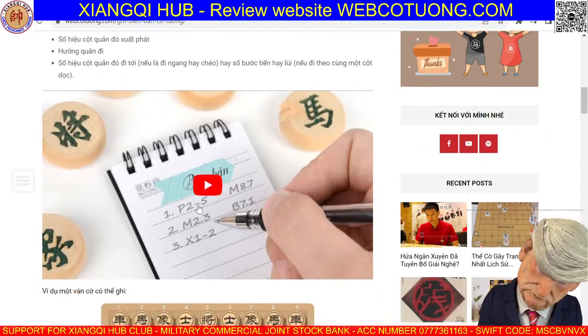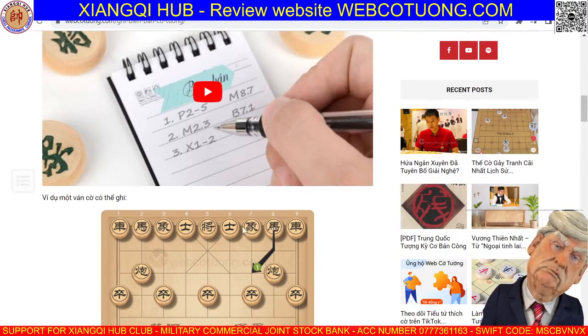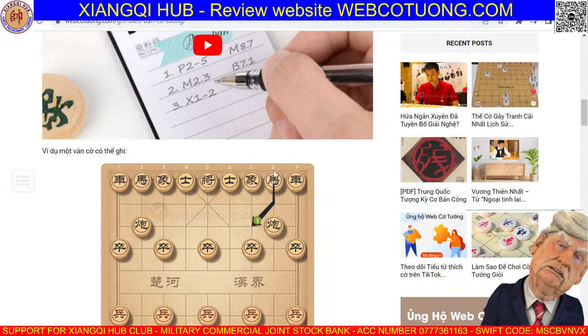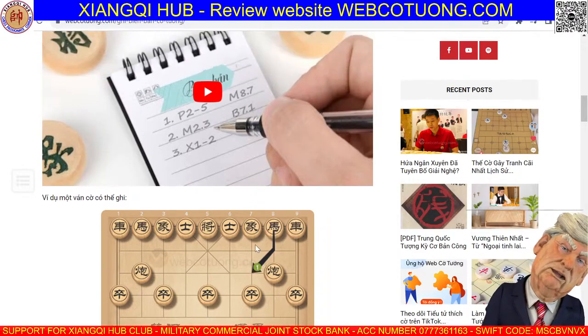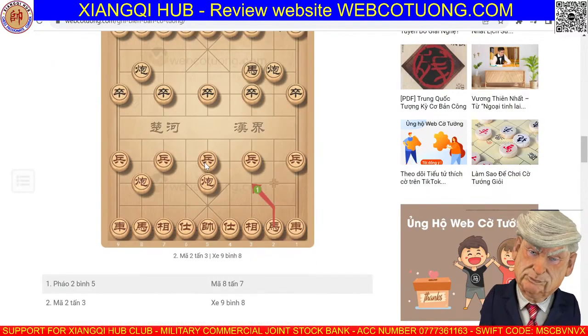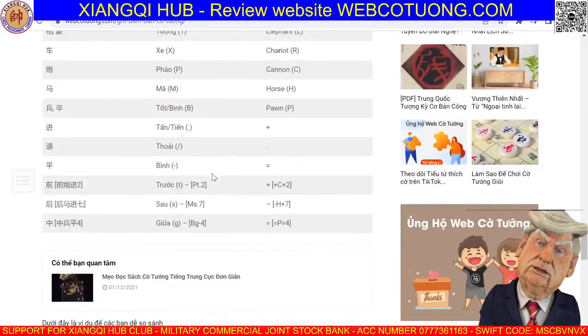So cannon 2 goes to line 5, and we write P2-5. See, that's interesting. All right, and we go to the second move, which is the black side. They go up with the horse from line 2, go up to line 3, so they use M for the horse, M2 goes up 3, so they write M2.3. Okay, that's interesting, isn't it? All right, that's how we write moves. They teach you how to write the moves.